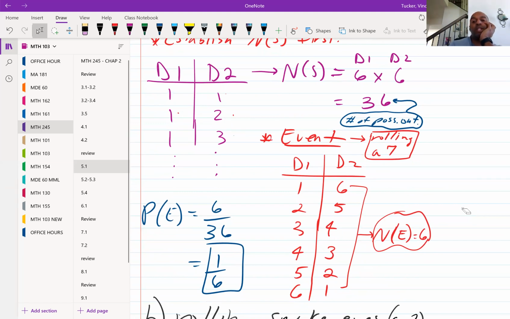Now, if you're talking about rolling a 7, we can list out all of the possible ways of rolling a 7. So here you talk about die 1 being 1, die 2 being 6, then 2, 5, and 3, 4. Now, die 1 being 3 and die 2 being 4 is different than die 1 being 4 and die 2 being 3. So you have to account for the opposite. So that's why we have 4, 3, 5, 2, and 6, 1 as well. So we have 6 different ways that we could roll a 7. So the number of outcomes in my event will be 6.